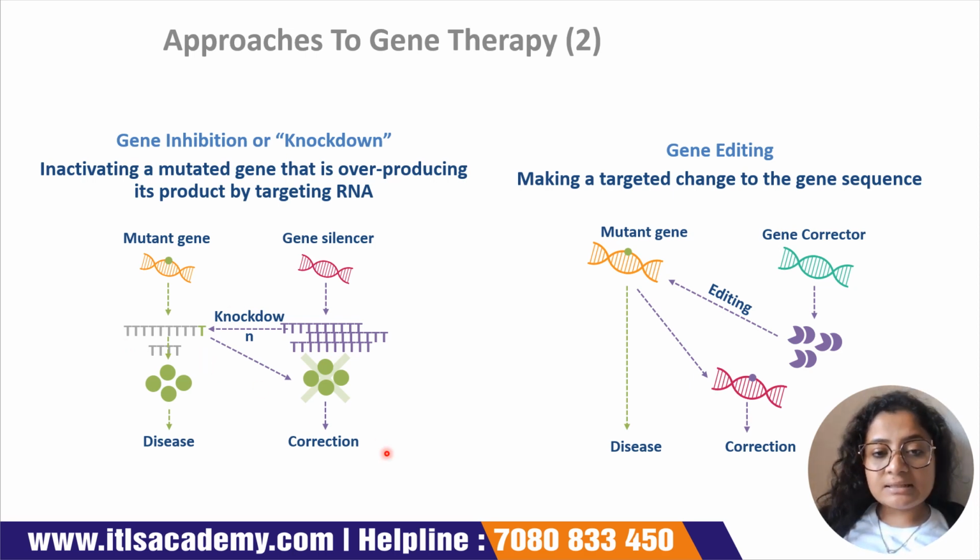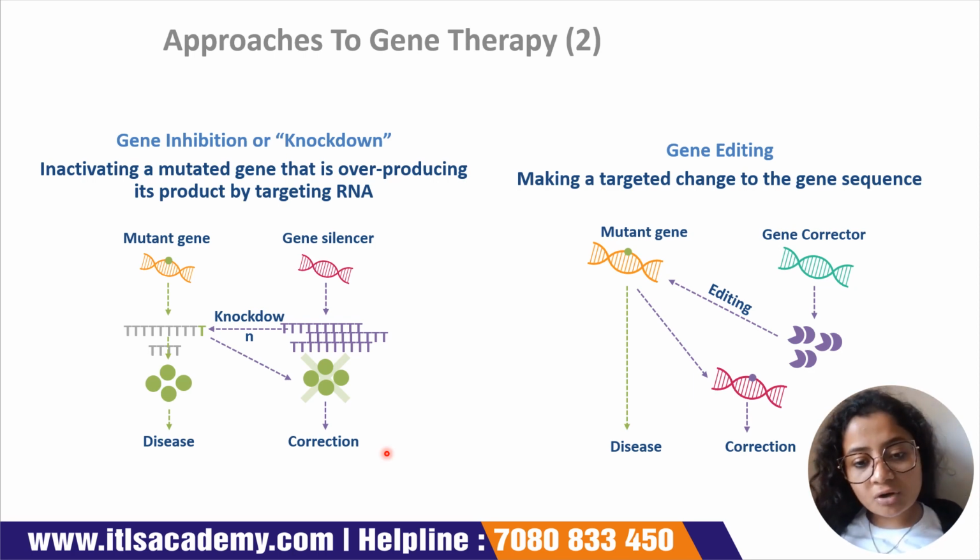As a result, the disease is getting corrected, because the overexpression of the gene is no longer there, because the silencer gene that we have introduced inside the body of the patient has targeted the particular RNA which was produced from that overexpressed gene. So that leads to correction of that situation. Okay, so this can also be an option.